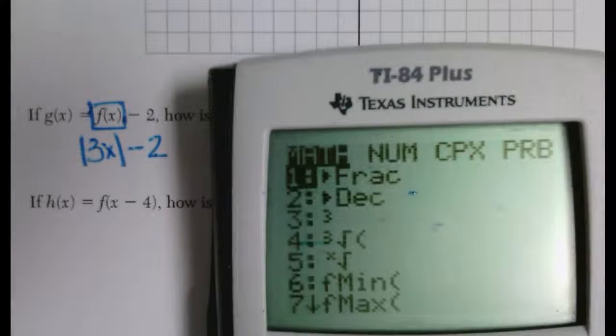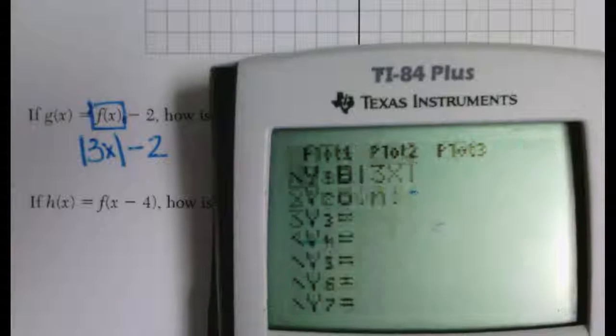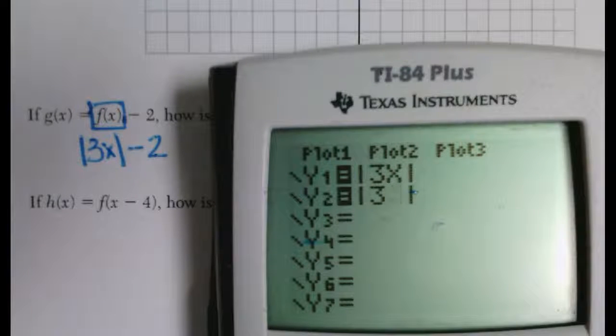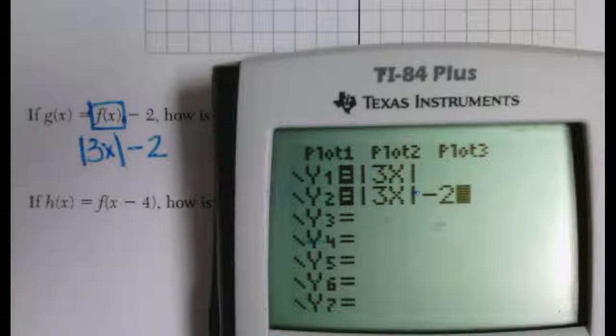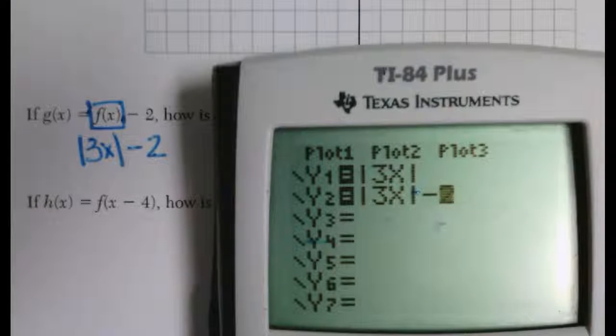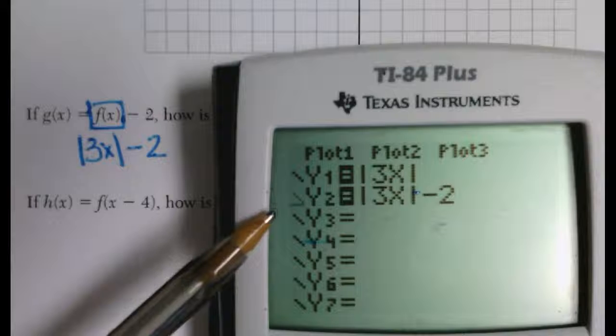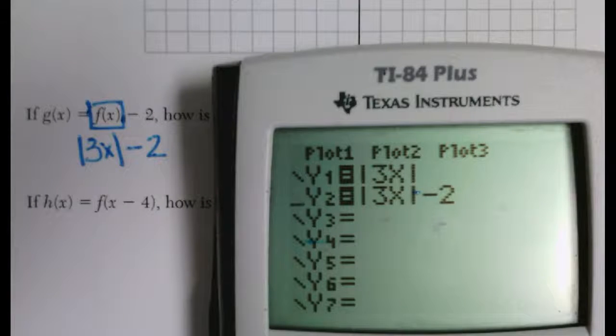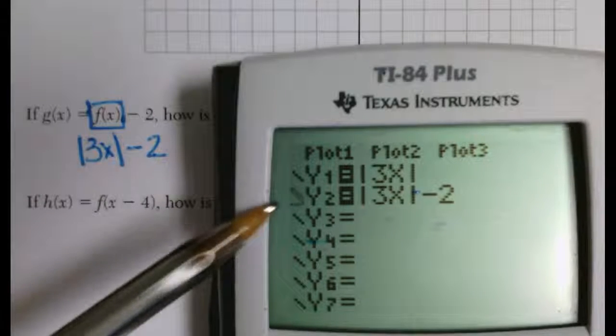And now I'm going to type it again. So I'm going to go math to number, enter, type my 3x, but this time when I get out of the parentheses, or bracket, depending on what you're doing, I'm going to write subtract 2. Now because I want to tell the difference between these two graphs, I have to hit the left arrow all the way over. See how it's going blink, blink, blink? I'm just going to hit enter once, and now it's darker.